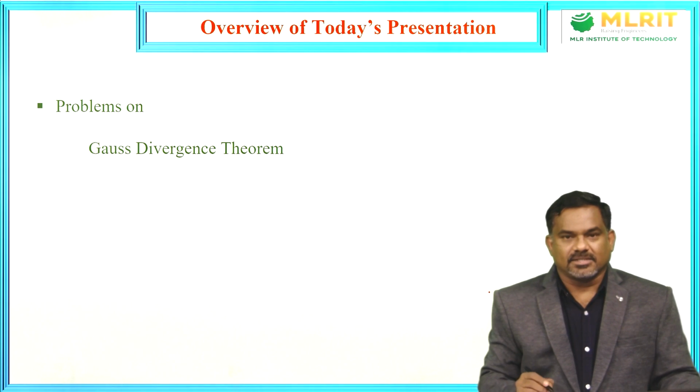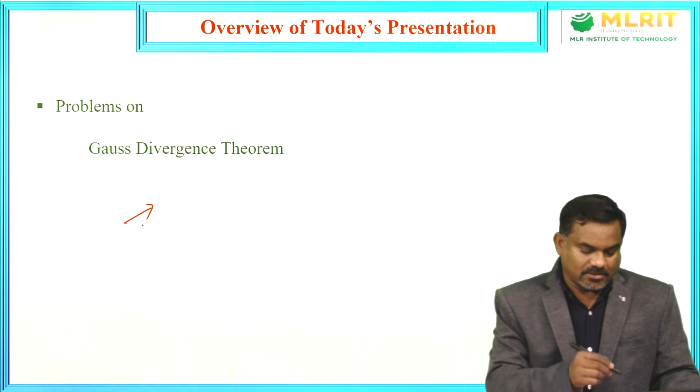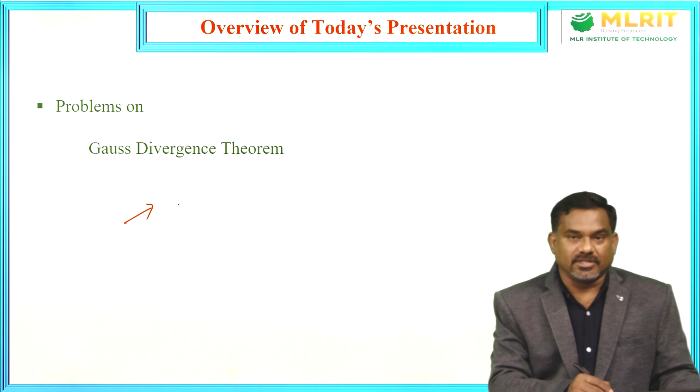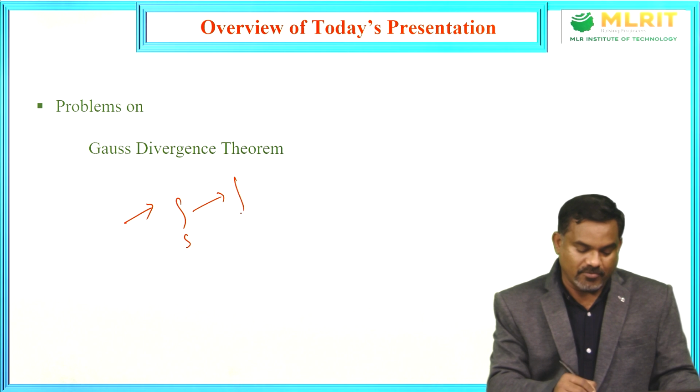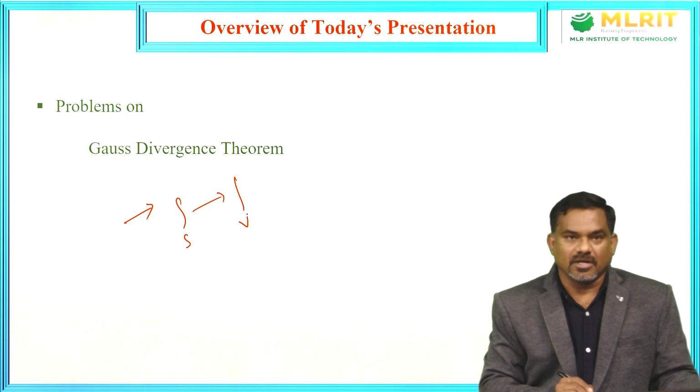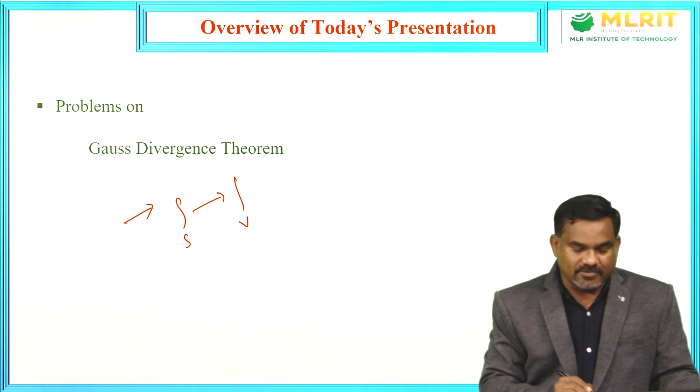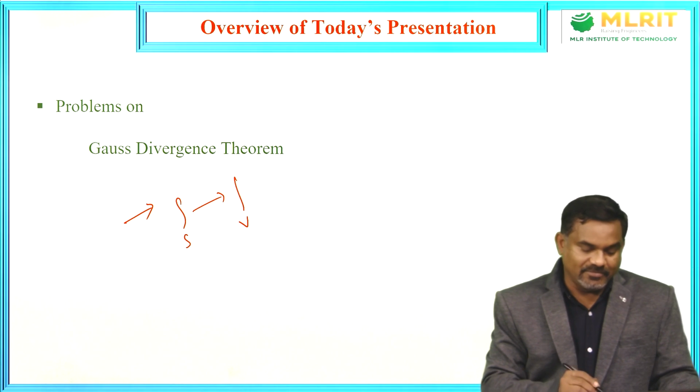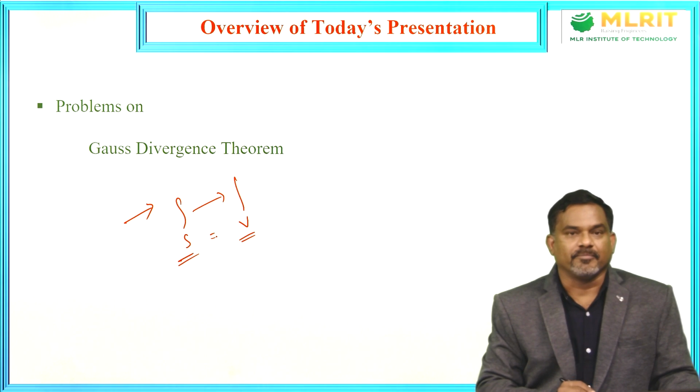So in the last session, I introduced the Gauss Divergence Theorem, which transforms a surface integral into a volume integral, and also solved one problem on it. We verified the theorem for the given vector function. In verification, we need to find both LHS and RHS, and finally show that both are equal.